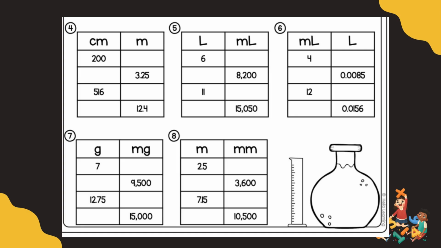If they give you the meter, you're going to multiply to get to the centimeter because a centimeter is less than a meter. So please refer to your conversion key at the top for numbers 4, 5, 6, 7, and 8.